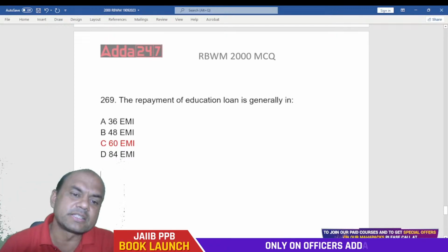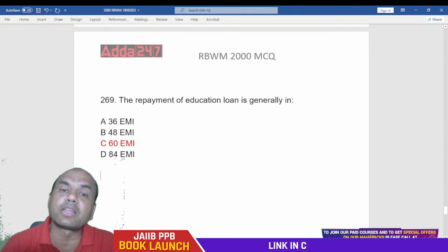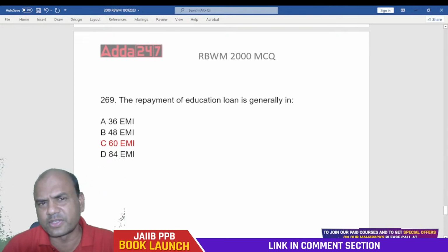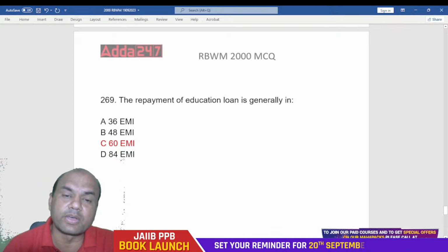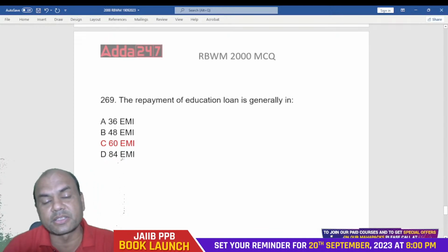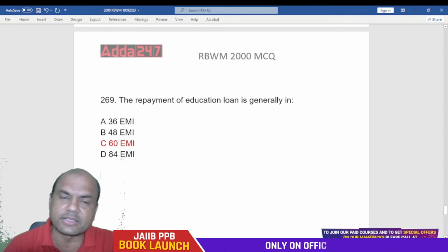The only point is that these 60 EMIs will start after the course is completed and after 1 more year, which is generally given, depending on the job. Okay. So after that 1 year, these 5 years will start. But the answer is 60 EMI.